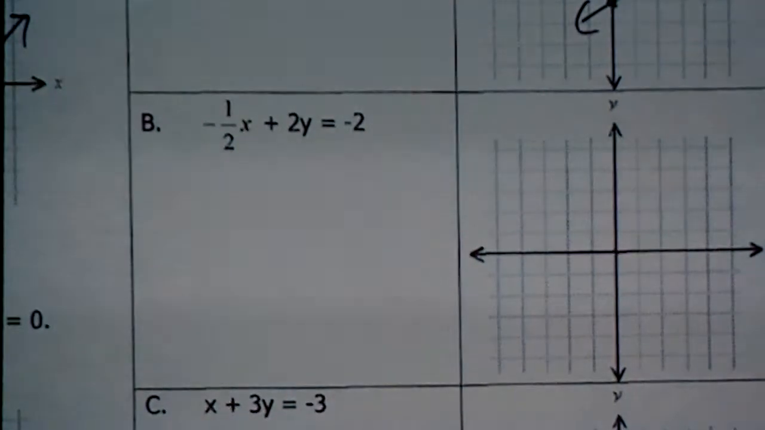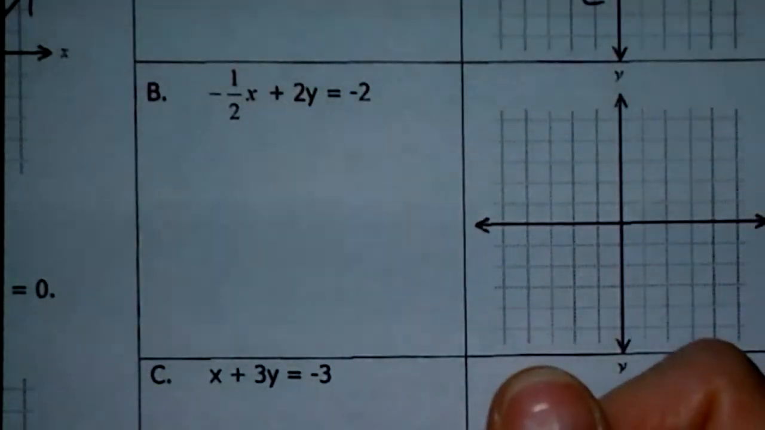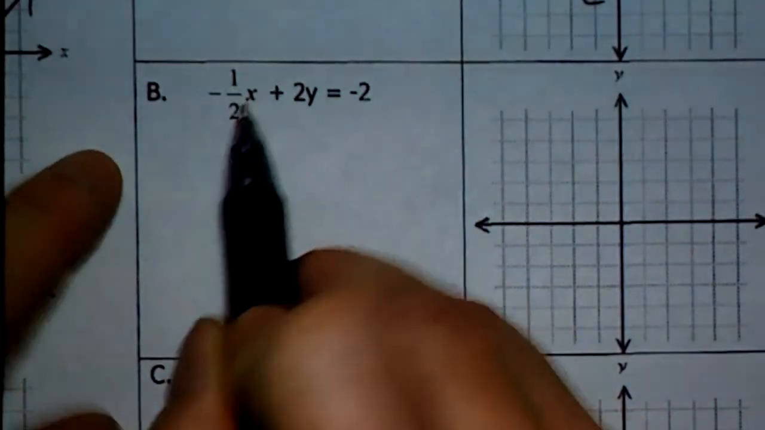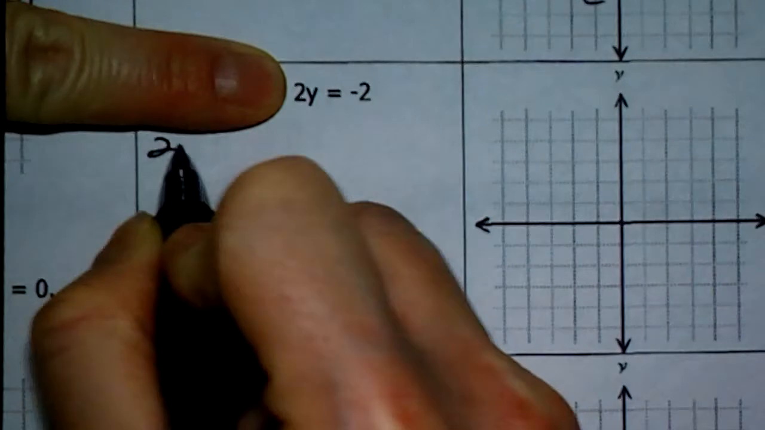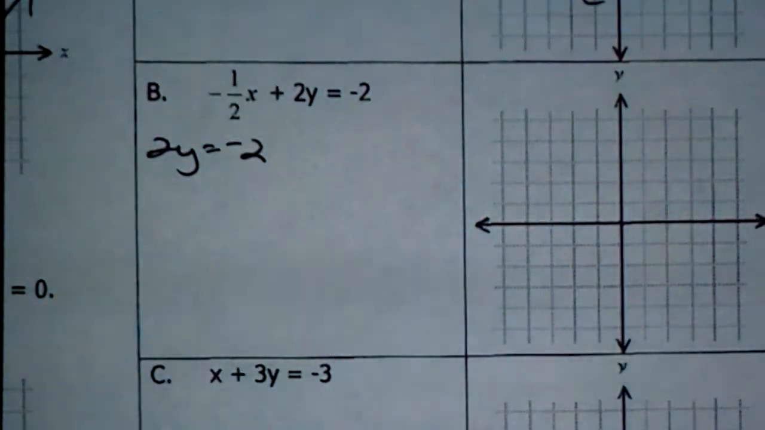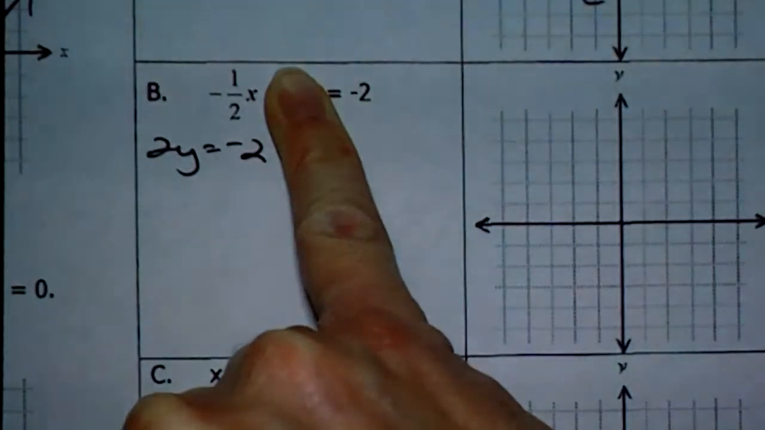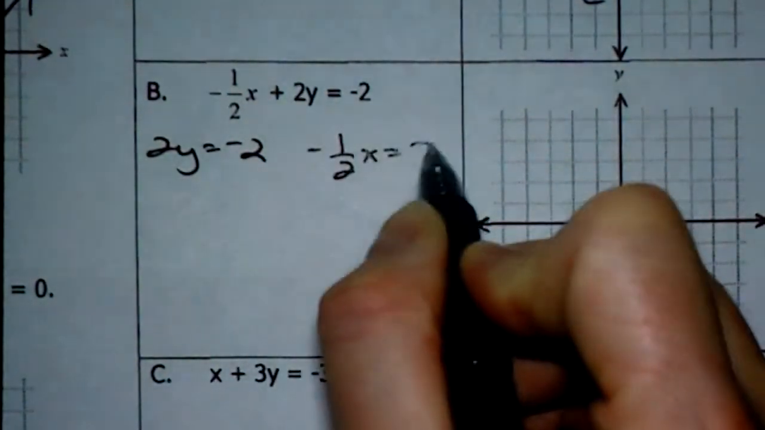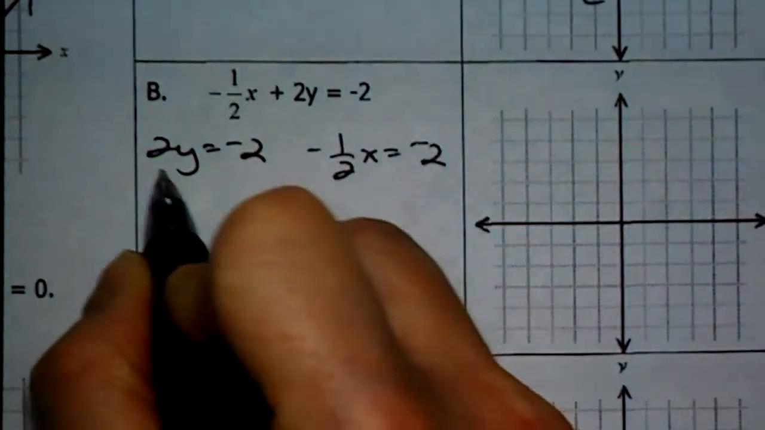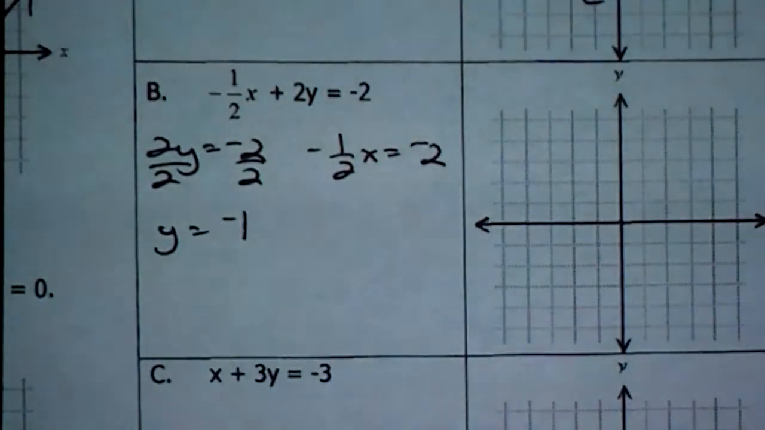Alright, yes, fractions, it's okay. Alright, for this one, if I want to know my y-intercept, I would plug 0 in for x, and negative 1/2 times 0 is 0. So you'd be left with 2y equals negative 2. To find my x-intercept, I would plug 0 in for y, which would make that go away because it would be 0. And you'd be left with negative 1/2 x equals negative 2. For the y, divide each side by negative 2. Your y-intercept is negative 1.